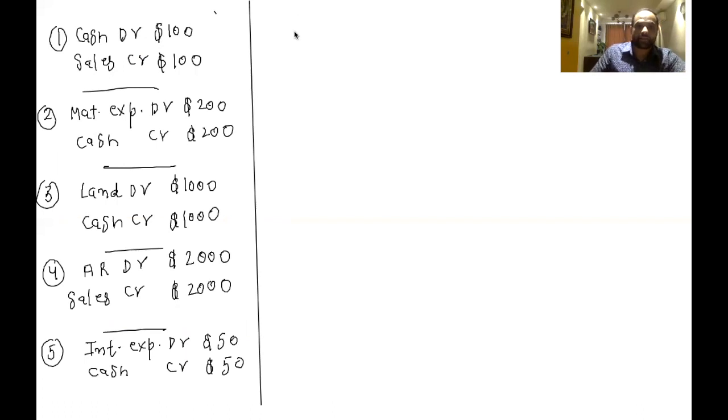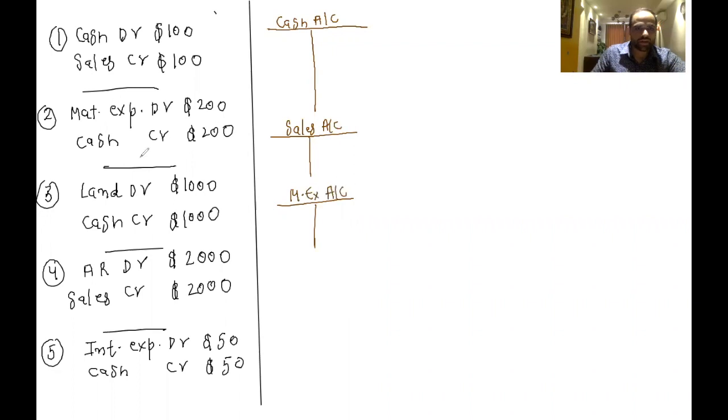So, cash account. The first T account is cash account, right? Second is the sales account. Third is the material expense account. Next is the cash account.